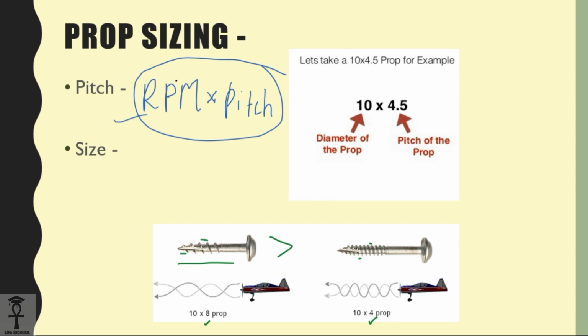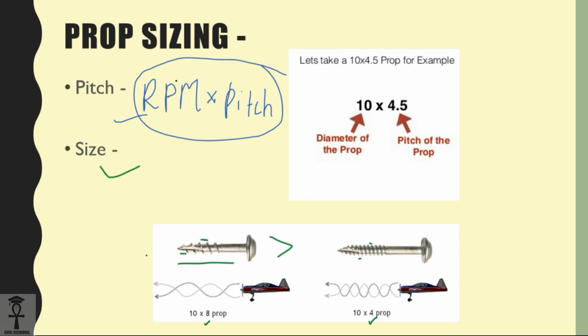So that's how you can say that a high pitch prop is going to have more velocity than a low pitch prop, okay, for the same RPM. So this is about the prop.